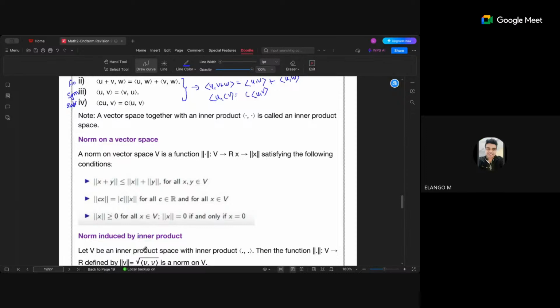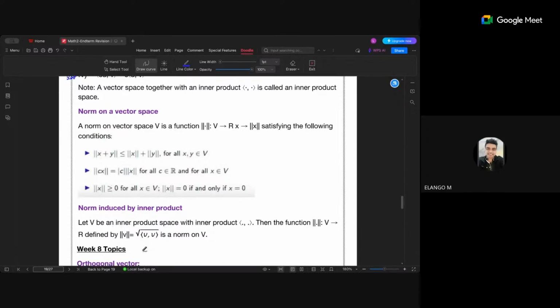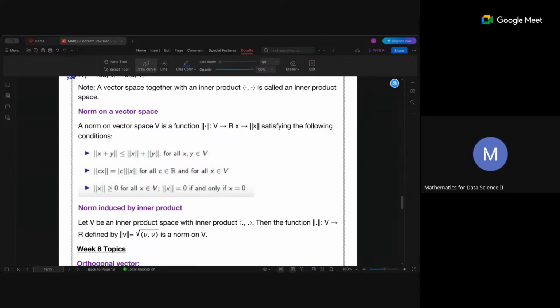Norm of v? Length. Yes, it's a length. Can you hear me? What's your doubt? Oh yeah, it's a length actually. Yeah, norm of v is the length of the vector. Yes, correct.